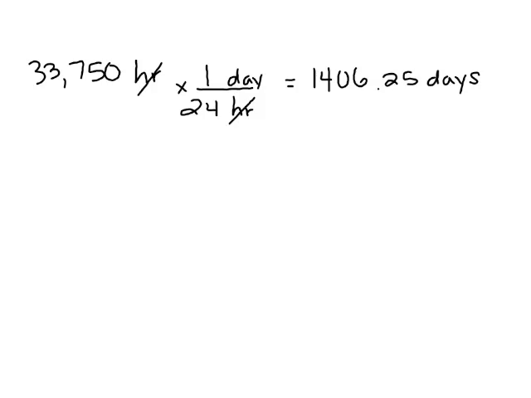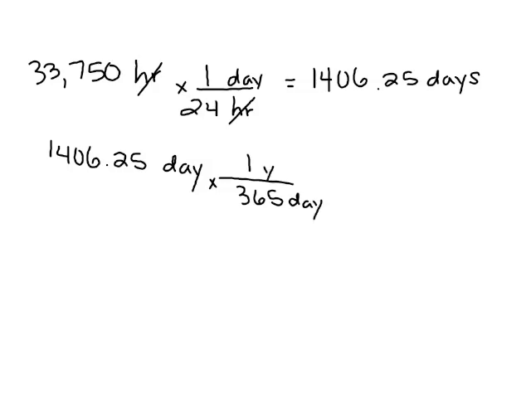Okay. 1,406.25 days. Let's do it Bart's way. How many days are in a year? 365 days in a year. Okay, so do that one. Years? 3.85 years. That's right, to read the entire library. And that's if they don't get any new books while they're reading.